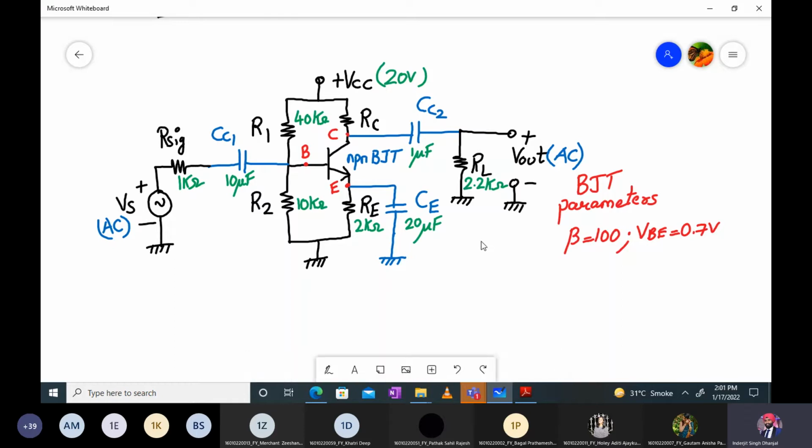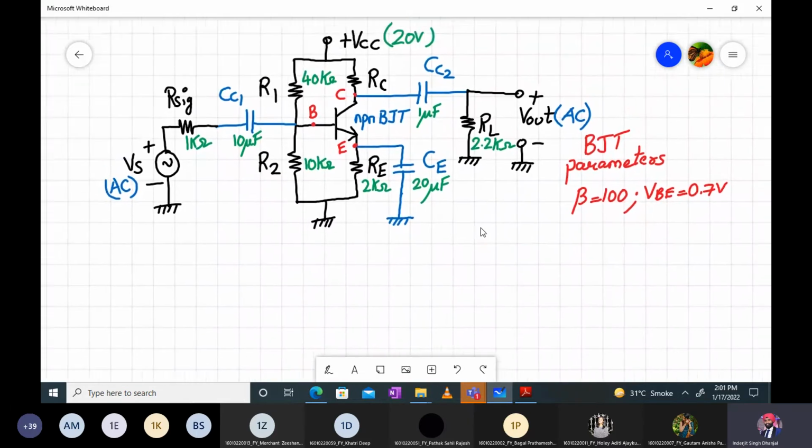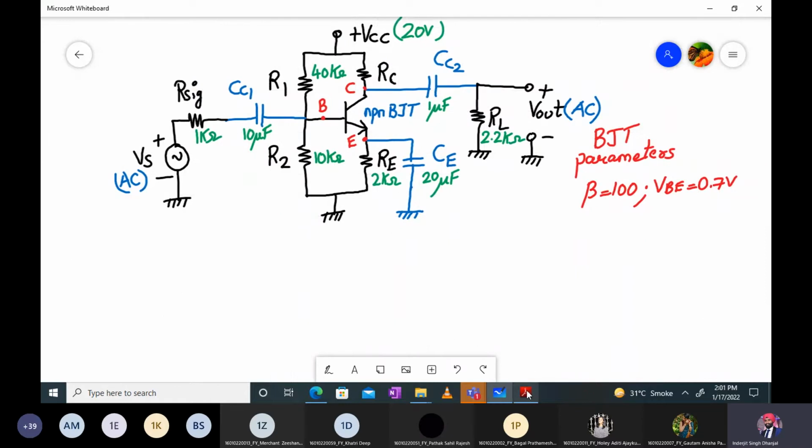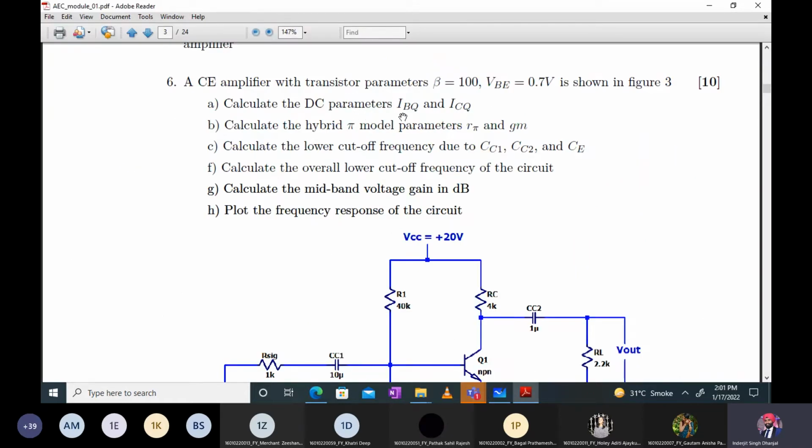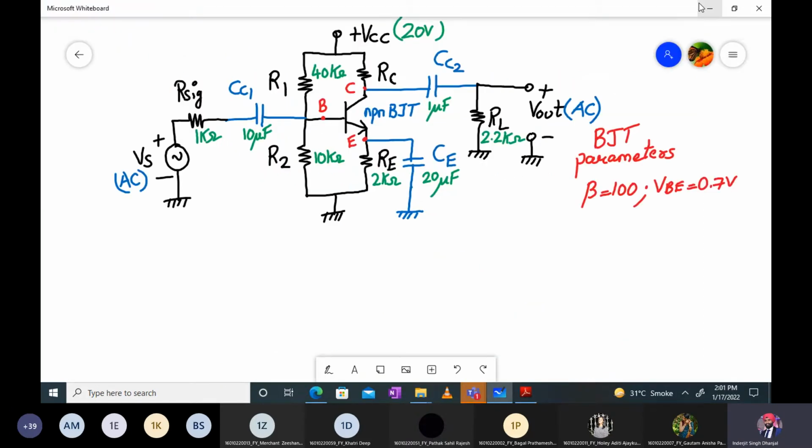Okay, VBE is given as 0.7 volt. So now we have to, I mean, what are they asking? They are asking us to calculate IBQ and ICQ, gm and rπ, fL of CC1, CC2 and CE, total fL, midband voltage gain in dB, and frequency response. So let us write that one by one. What are they asking us to find?